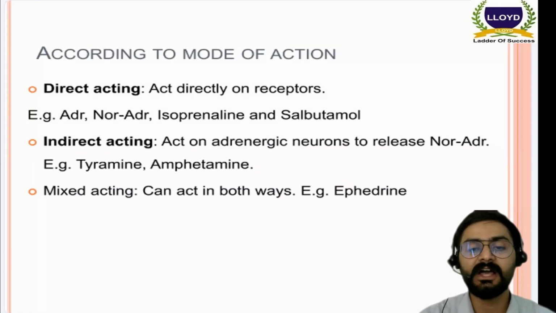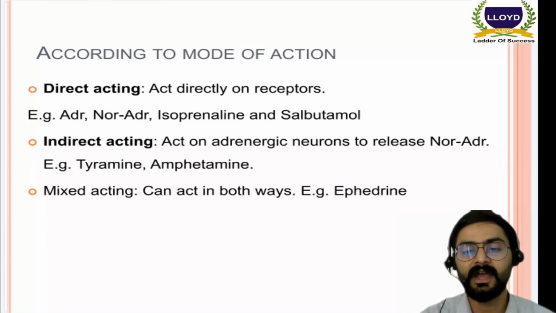Phenylephrine is a selective alpha 1 agonist used as a nasal decongestant. Isoproterenol is a non-selective beta agonist, increasing heart rate and dilating bronchi. These drugs are often used in emergency medicine to treat hypotension, cardiac arrest, and asthma.